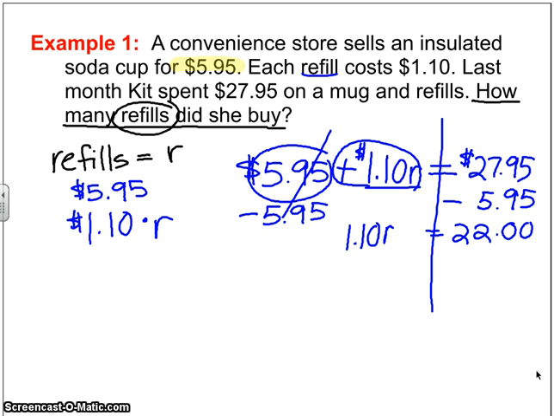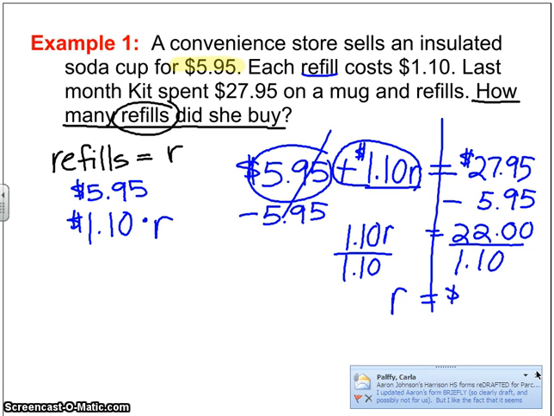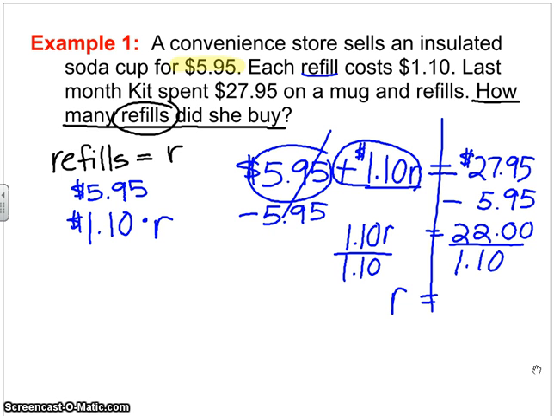Okay, and now we need to solve for our variable r. Since r is being multiplied by 1.10, we need to divide by $1.10. Grab your calculators, divide both sides by 1.10, and you see that r equals 20. Remember what we're talking about. What's our variable? r is 20 refills.